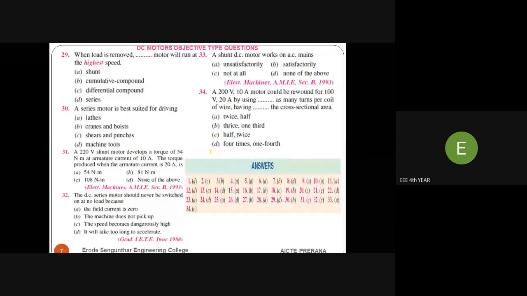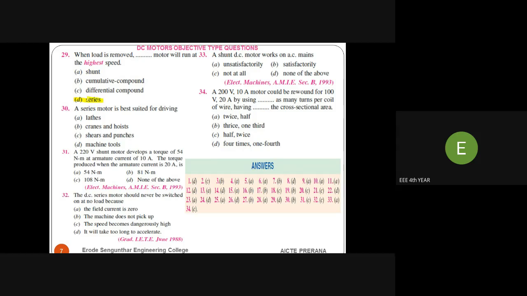Question number 29. When the load is removed, dash motor will run at highest speed. Shunt motor, cumulative compound motor, differential compound motor, series motor. So definitely it is a DC series motor.